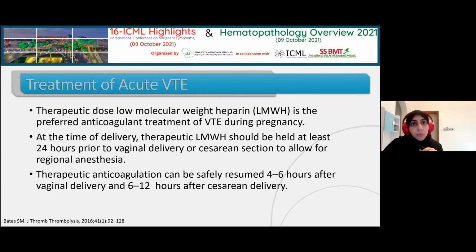And for the treatment, the therapeutic dose of low molecular weight heparin is the preferred choice during pregnancy, and has to be stopped about 24 hours prior to vaginal or cesarean delivery to allow for regional anesthesia, and resumed 4 to 6 hours after normal vaginal delivery, 6 to 12 hours after cesarean section.